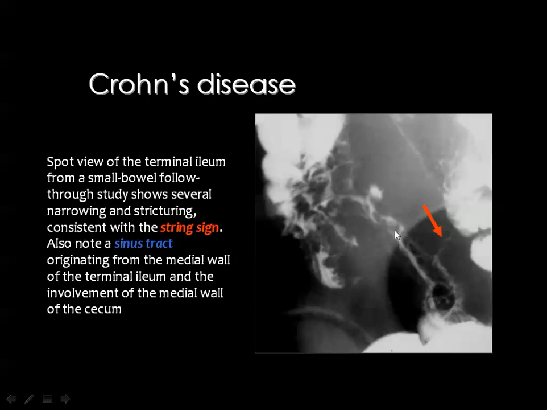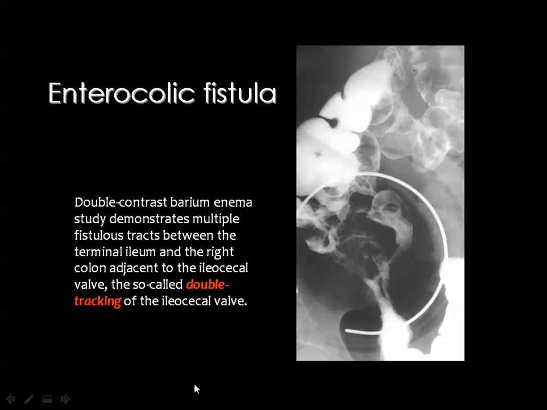And this is the terminal ileum, which is of irregular caliber and irregular lumen as well. Then you can see this track of barium going outside the bowel lumen. If this is not communicating with any other bowel loop, this is known as a sinus tract, but if it communicates with another lumen, then it is known as a fistula.